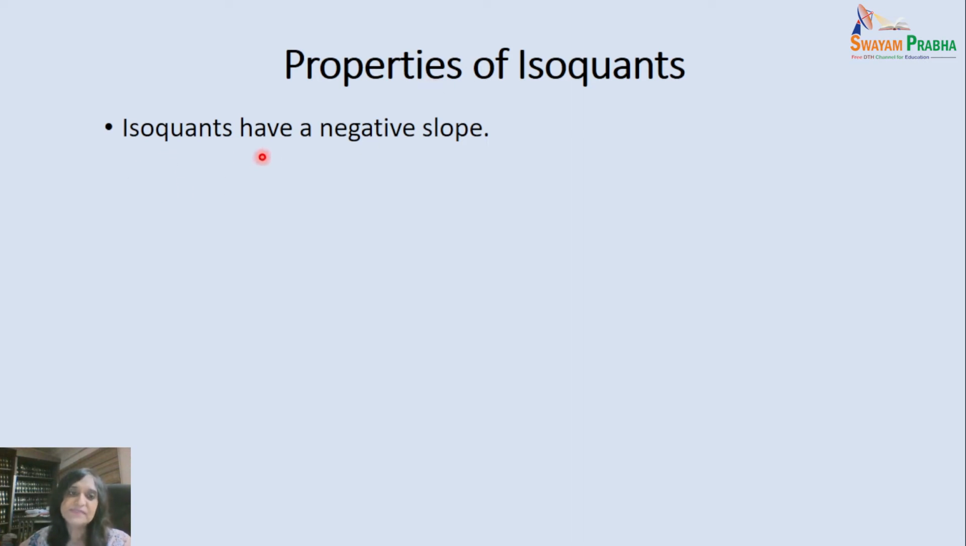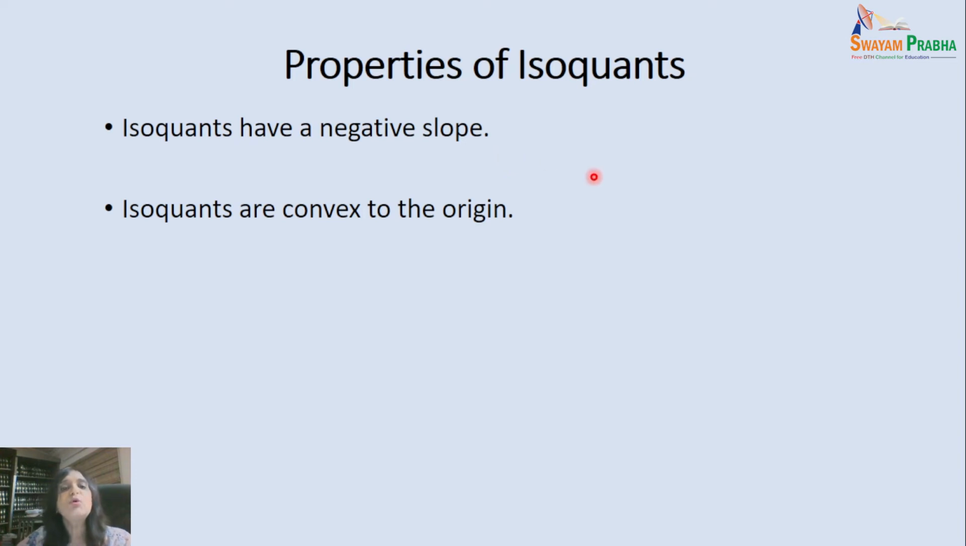The first we have seen is that isoquants have a negative slope. Negative slope means they are sloping downwards. Meaning to say that if you are increasing the quantity of one input, you have to reduce the quantity of the other input. So if you are using more labor, you have to reduce the amount of capital. If you are using more capital, you have to reduce the amount of labor. So therefore, isoquants have a negative slope.